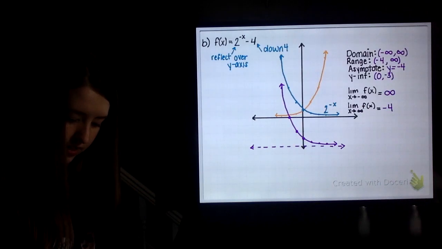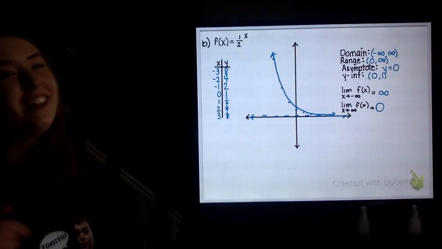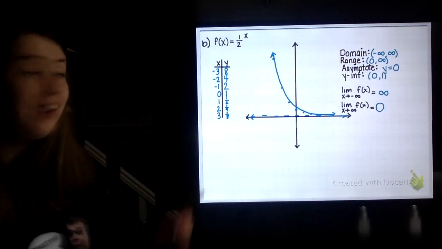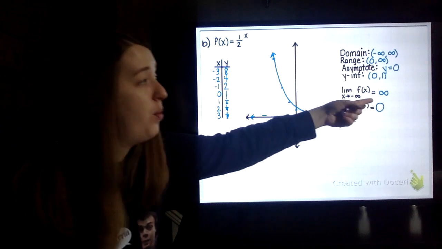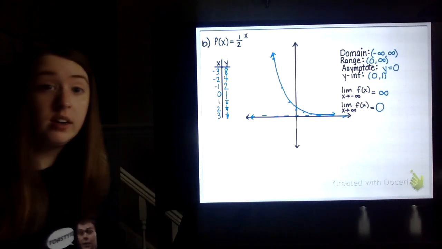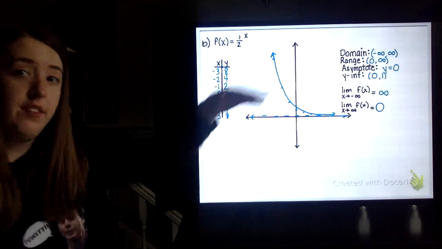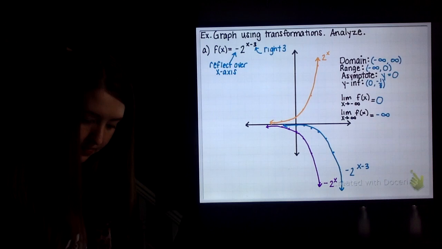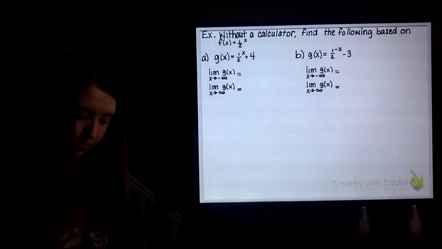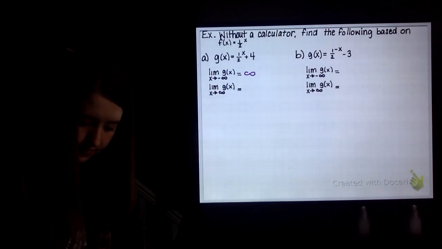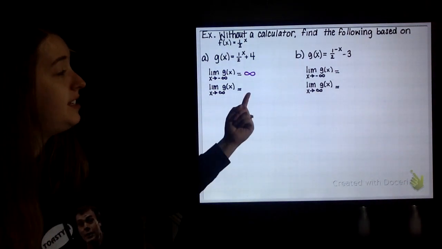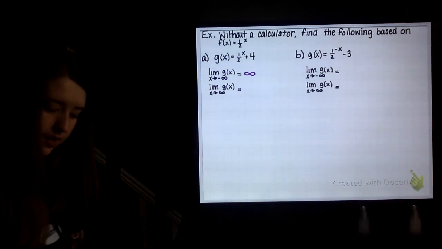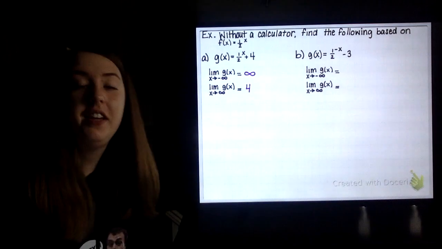Let's go back and look at this for a second. There we go. All right, so when I get shifted up 4, is that up 4 going to matter to that infinity that I had before? No. If I shift it up, I'm still going to go to infinity. And then instead of going to 0, my asymptote got shifted up 4, so now I'll be at 4. Thank you for dealing with my flub.